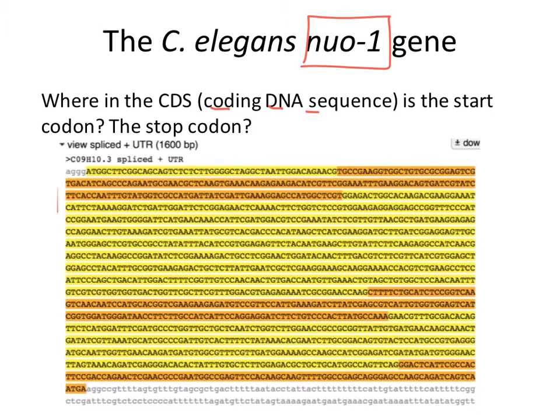This is everything that was transcribed into messenger RNA, minus, because this has already been spliced, any intron sequence. So this is showing you a messenger RNA sequence, except it uses T's instead of U's. Hopefully that doesn't freak anybody out. It's essentially a messenger RNA sequence.